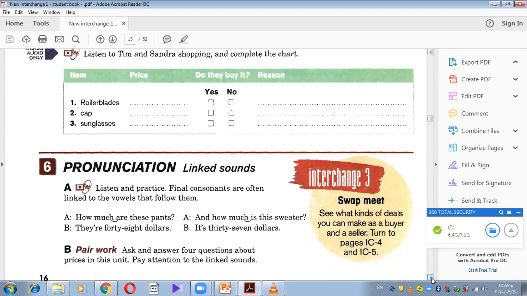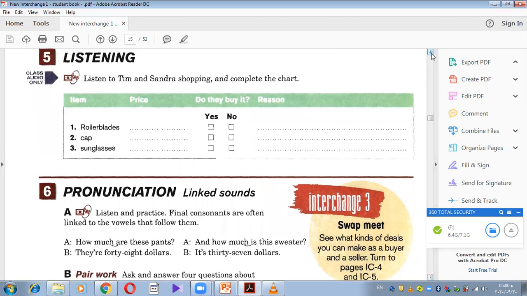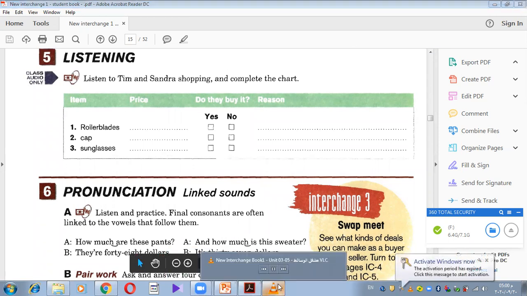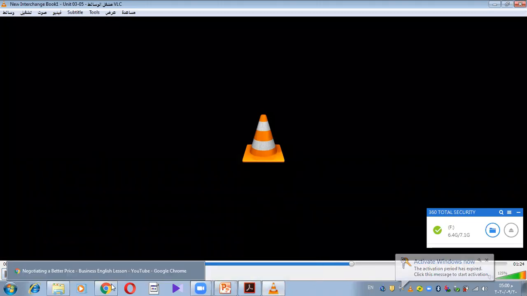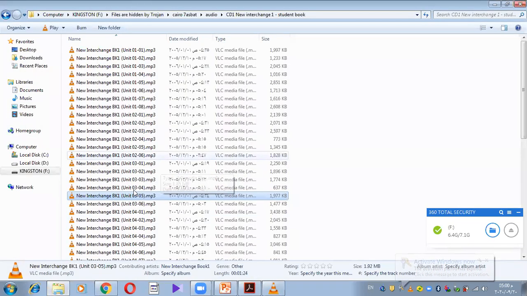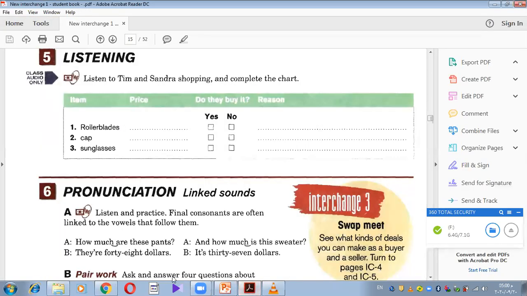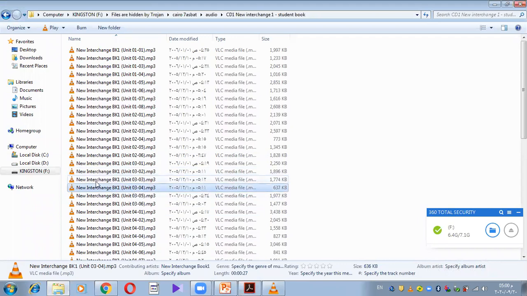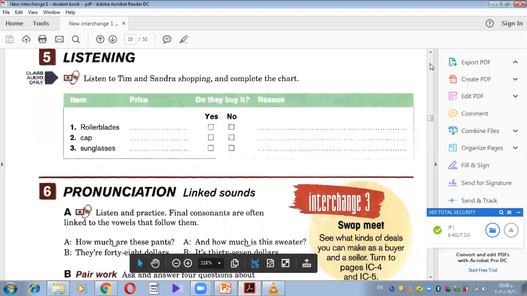Page 17, Exercise 8, Part B. Listen to the rest of the conversation. 1. What does Anne buy? 2. What does Sue think of it? Just a minute, sorry. It's not this one, sorry. Page 16, Exercise 6, Pronunciation, Linked Sound. Page 16, Exercise 5, Listening. Yeah, that's it. I'm sorry.